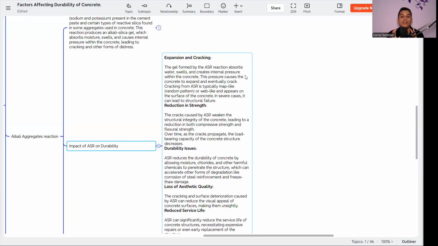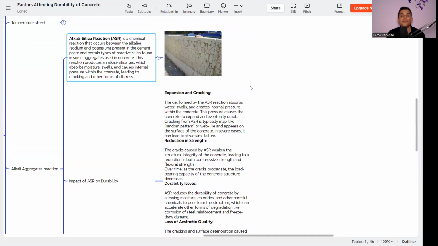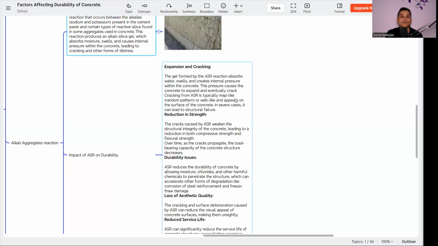This cracking is typically map-like. I have shown the picture before. This map-like cracking is for the alkali silica reaction. This type of surface cracking will be generated, or wave-like, appearing on the surface of the concrete. In severe cases, it can lead to structural failure. So we are often neglecting the alkali silica reaction, but it has a very important impact on the concrete strength and the concrete durability.